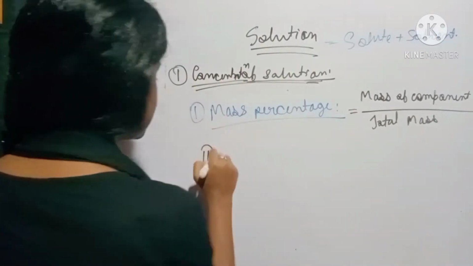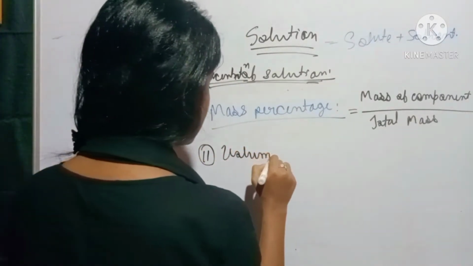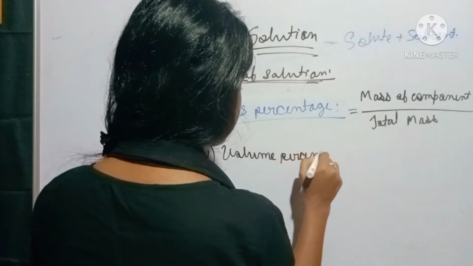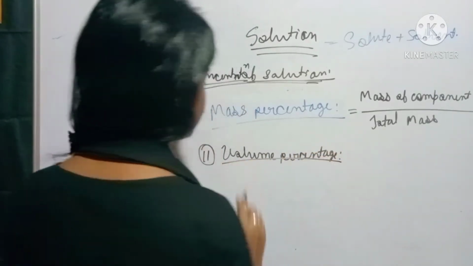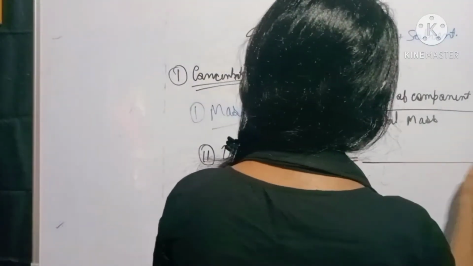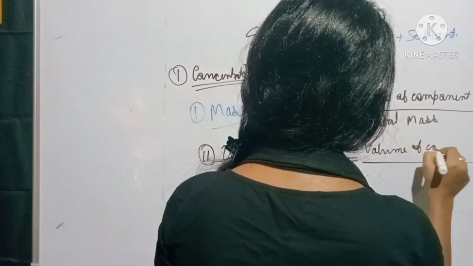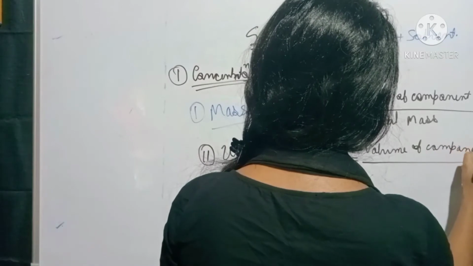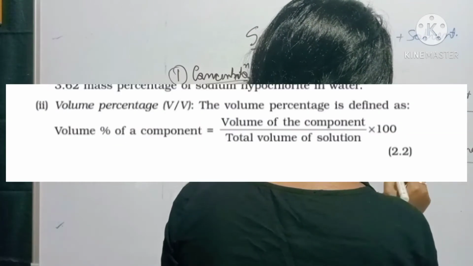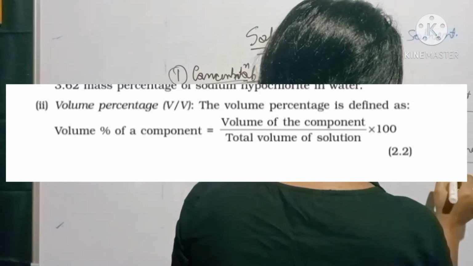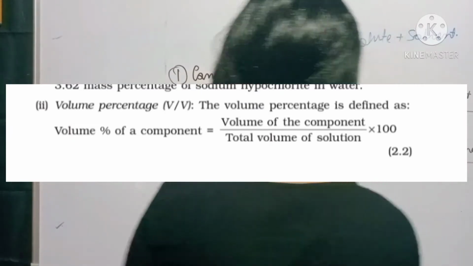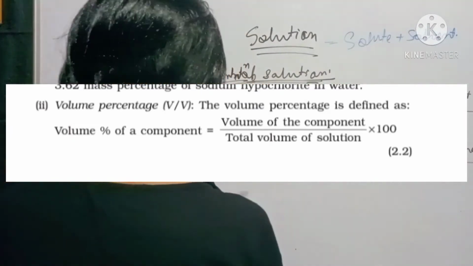And the second one is volume percentage. Here you have to take the volume of component, and in the below there is total volume, into 100. Then you get the volume percentage. It's really easy. These are easy things.